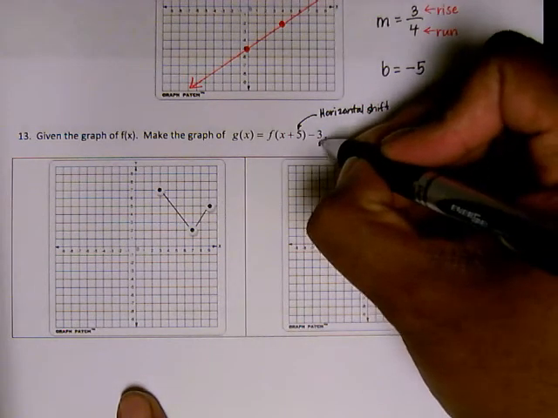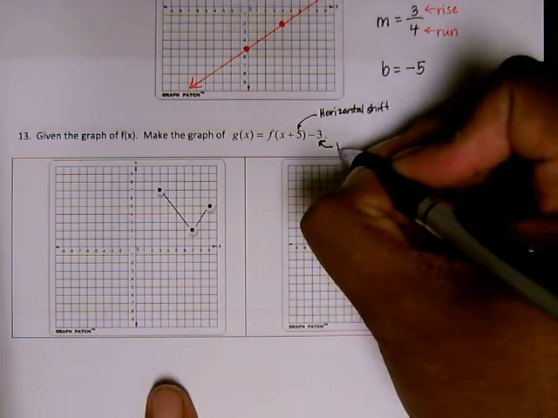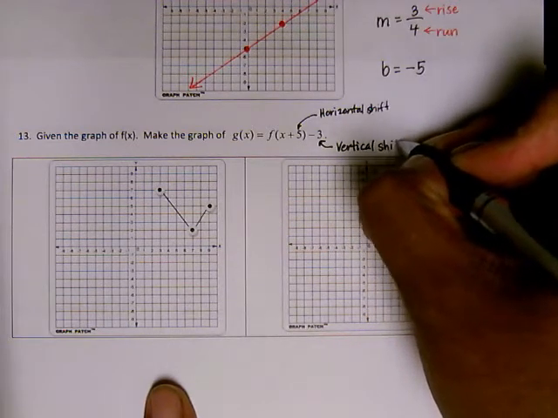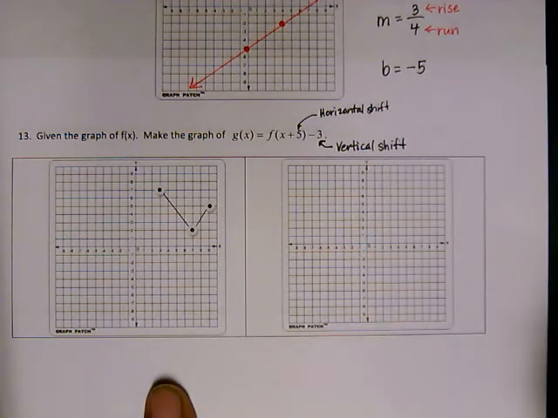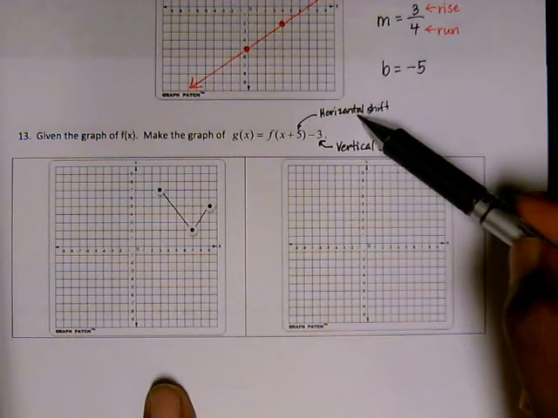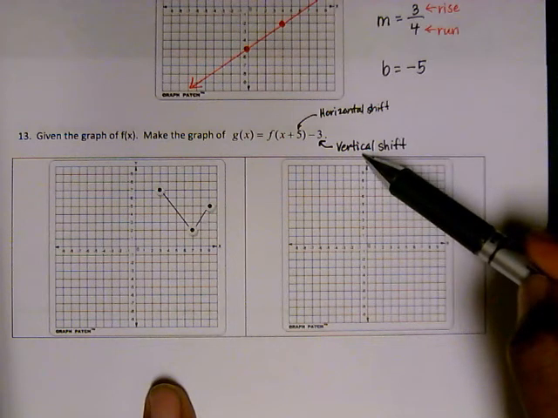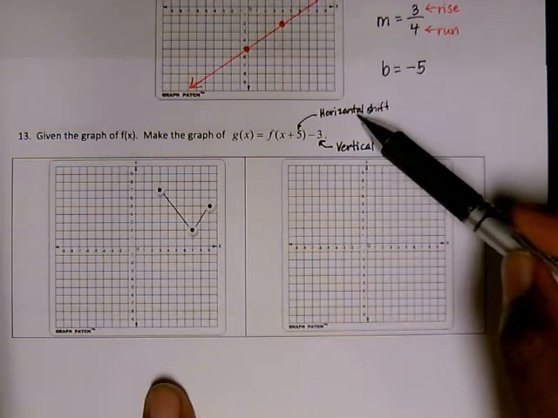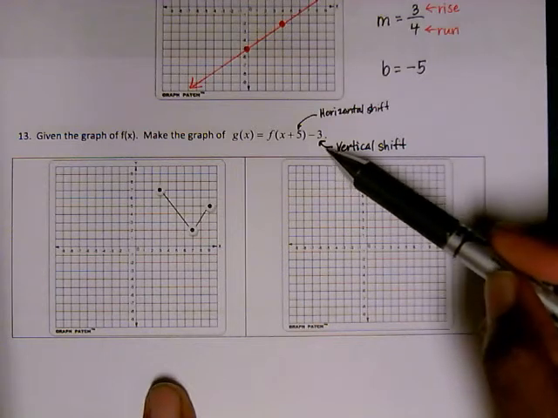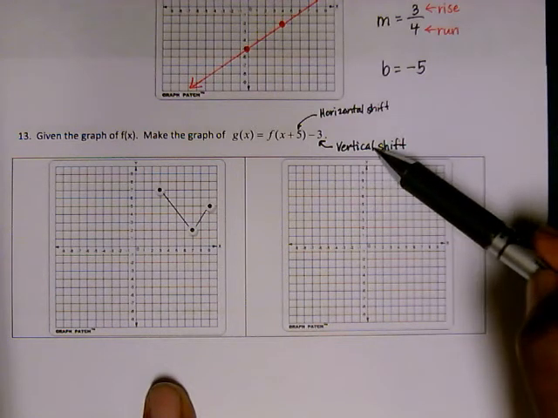And then I got that minus 3 on the outside. So that tells me I have a vertical shift. So here I have 2 transformations, the horizontal shift and the vertical shift. Now, based on the sequence of transformations, I have to do the horizontal shift first and then do the vertical shift. Now, if you didn't know that right off the top, you always do your vertical shift last.